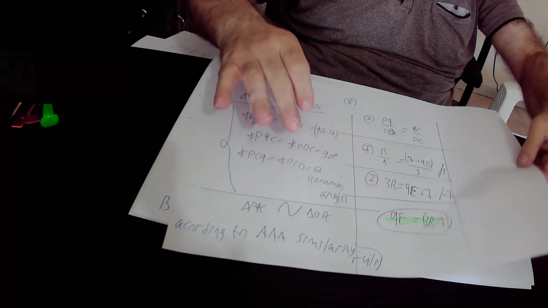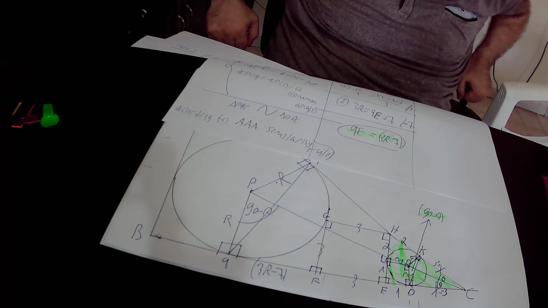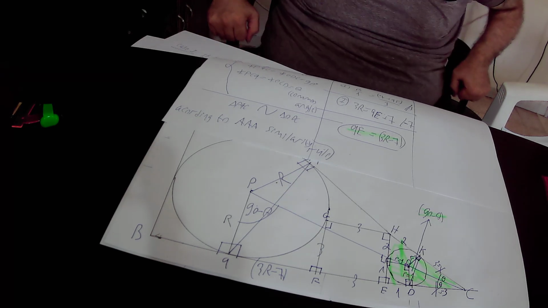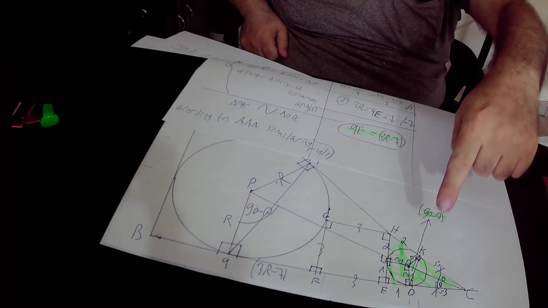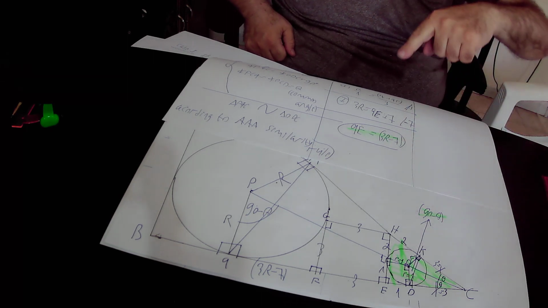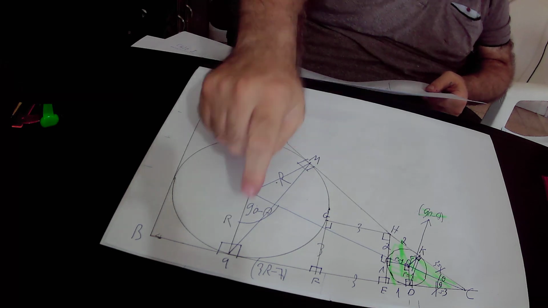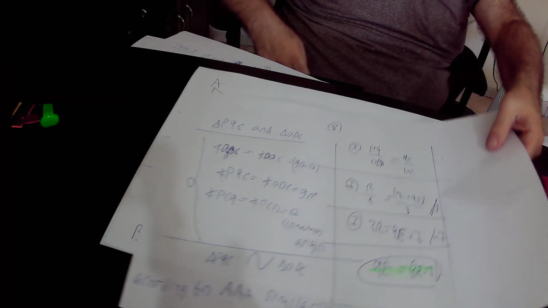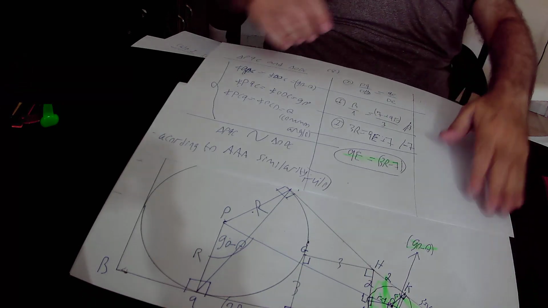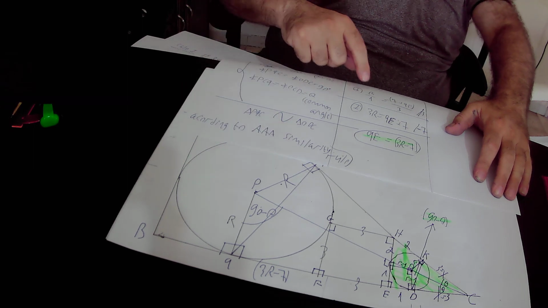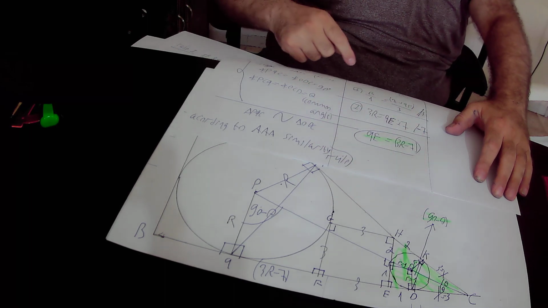Okay? And from the fact that those two triangles are similar to each other, we conclude that the following relationship exists between their sides. PQ in the big triangle over OD in the small triangle is equal to QC over DC. I repeat again, PQ over OD equals QC over DC. Here PQ is equal to R. OD is equal to 1, it is the radius of the small circle.